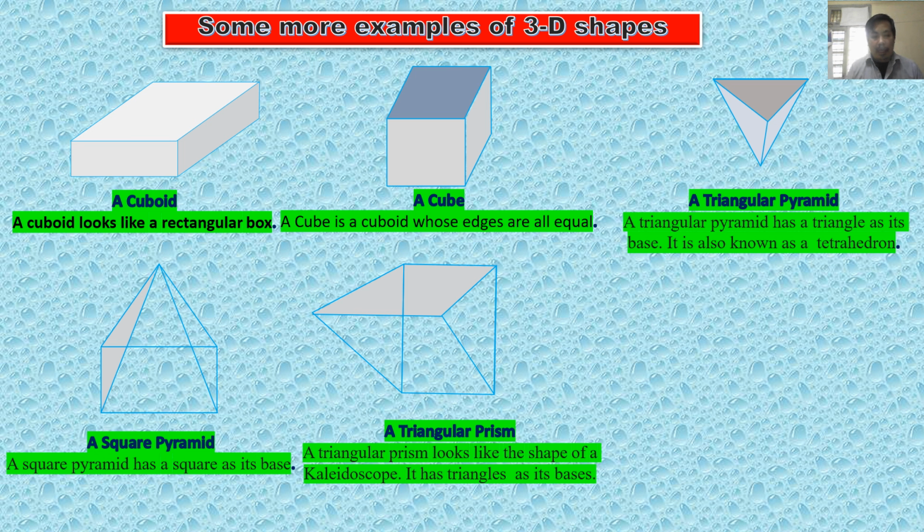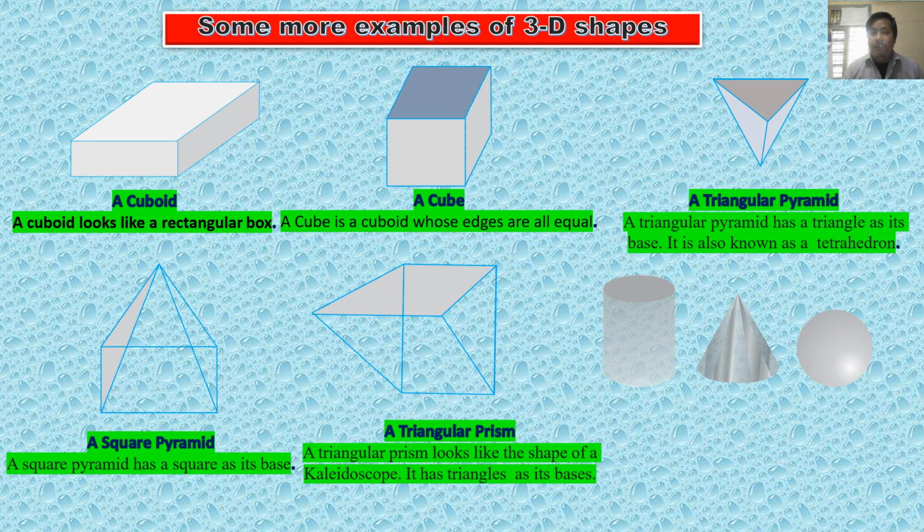Now it also has a triangle as its base. You can see here this triangle as the base. Okay, next we have another figure. There is your cylinder, and you have a cone here, and you have a sphere here.